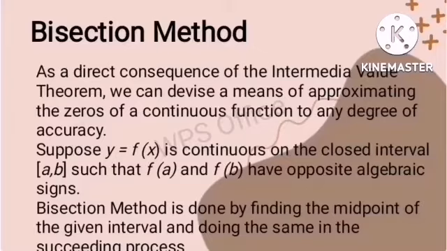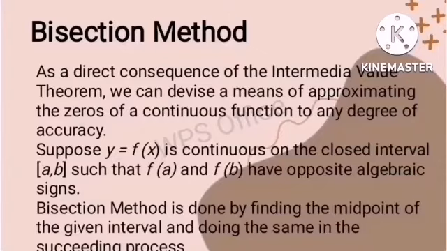Suppose y equals f of x is continuous in the closed interval [a, b] such that f of a and f of b have opposite algebraic signs. So, kanang bisection method kay pareha ra gyud na siya sa IVT. Ang kalainan lang sa bisection kay naay condition nga ang f of a and f of b have opposite signs. Bali positive ang usa, then negative ang usa.